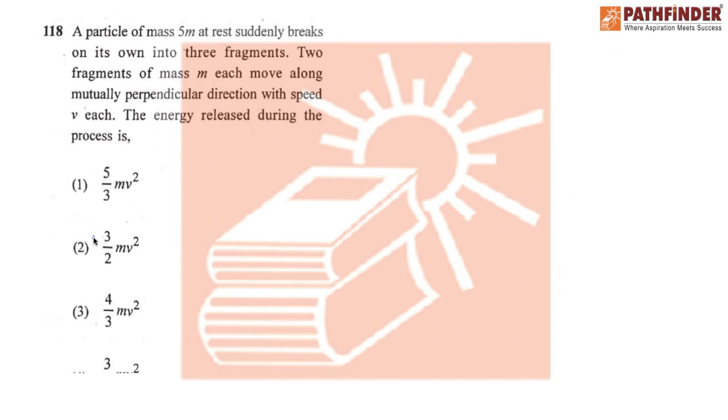A particle of mass 5m at rest suddenly breaks on its own into 3 fragments. Of course, you already know the momentum will remain constant. 2 fragments of mass m, each moves along mutually perpendicular direction with speed v each. The energy released during the process. Okay, so the total momentum is 0 initially and it should remain finally also 0. So 2 fragments of mass m, each move along mutually perpendicular direction with speed v each. Let's say one is going along this direction, another is going along this direction.